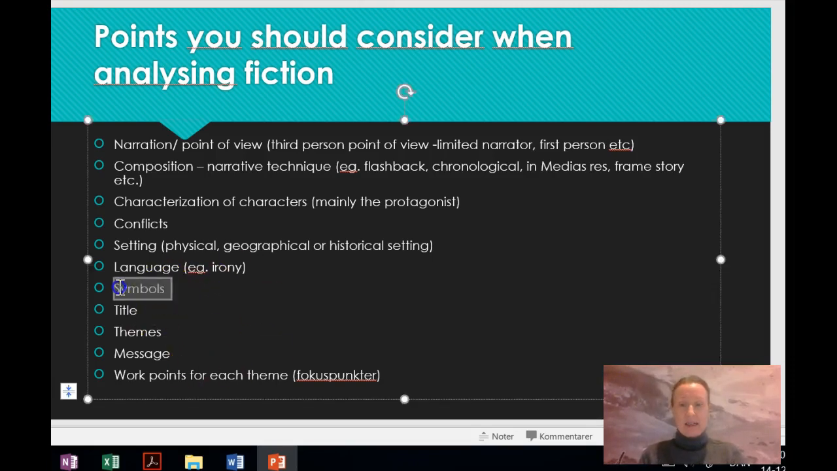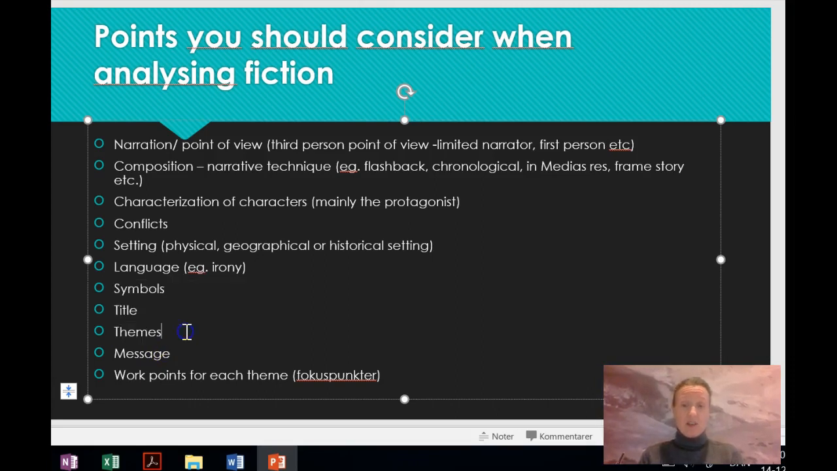Also, are there any symbols? For instance, with Dusk Over Atlantic Wolf, the weather is symbolic of Lotus's inner feelings, right? Symbols in fairy tales, etc. The title might be relevant as well. What can you connect? You might be asked to comment on the title, so if it's relevant, make a reference to this.